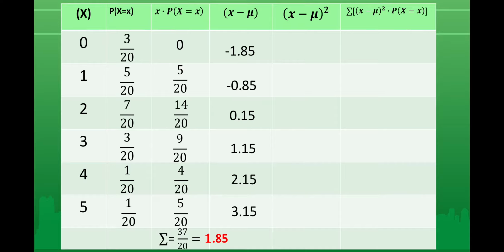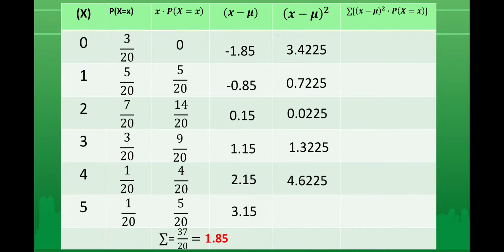And for the fifth column, we're going to square the values obtained from the fourth column. That is, negative 1.85 squared is equal to 3.4225. Negative 0.85 squared is equal to 0.7225. 0.15 squared is equal to 0.0225. 1.15 squared is equal to 1.3225. And 2.15 squared is equal to 4.6225. 3.15 squared is equal to 9.9225.